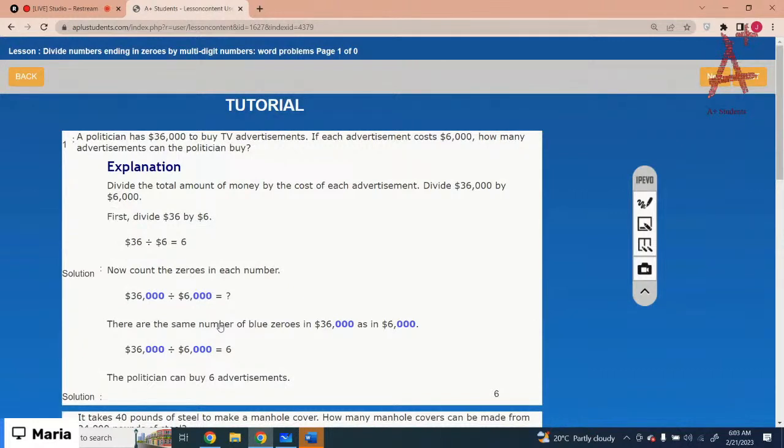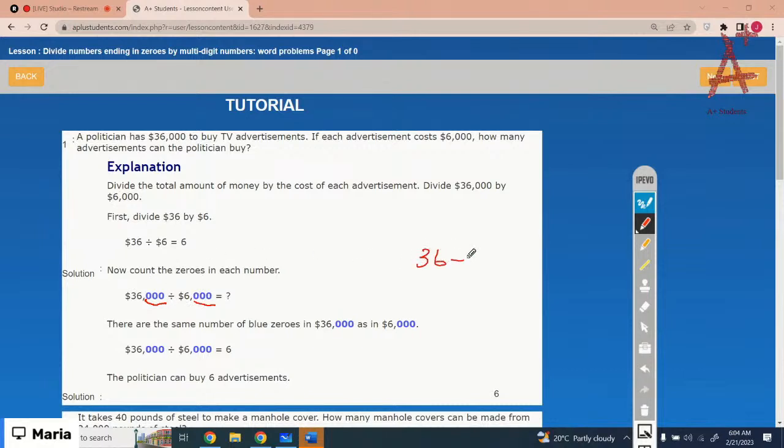A politician has 36,000 to buy TV advertisement. If each advertisement costs 6,000, how many advertisements can the politician buy? So basically, whenever we are working with division with zeros, we have to divide the non-zero numbers. Like here you have 36,000, you have three zeros here, and here you have 6,000, you have three zeros here. So just divide 36 by 6. Remove the zeros and divide 36 by 6.